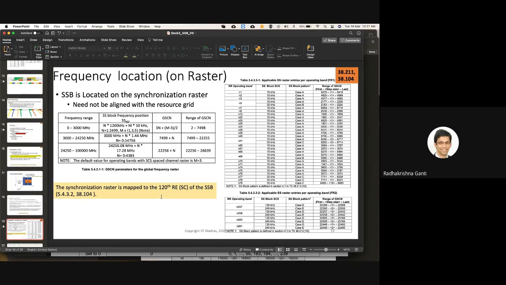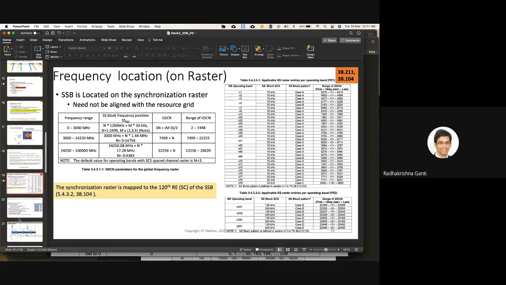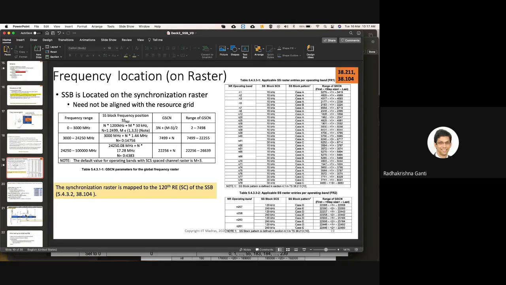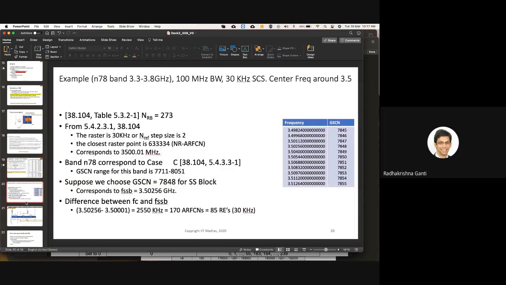Okay, but the point that you should take from here is that there's a separate synchronization raster, and the synchronization raster is mapped to the center of the SSB. Fine, does it make sense? Okay, so let's take a particular example.